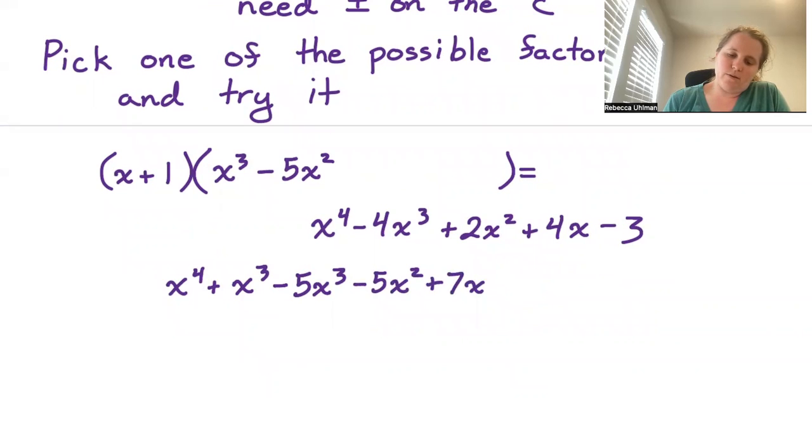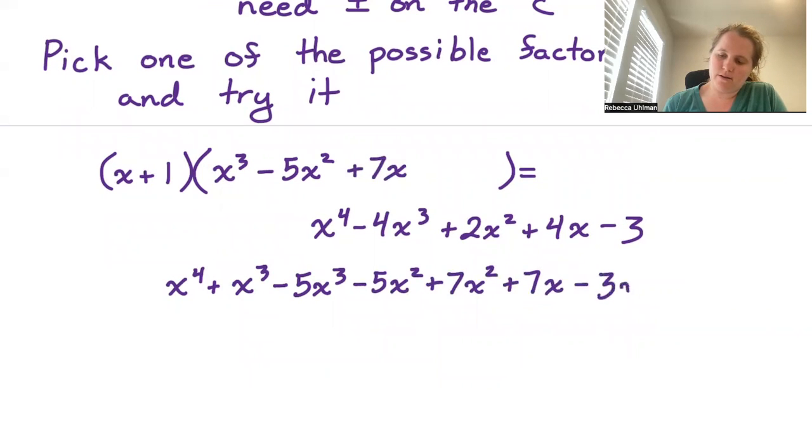So we will need to do a plus 7x times 1. Sorry, that should have been a plus 7x squared, right? And then we have 7x times x, and we also have 7x times 1, so now we have a plus 7x. We want to be on 4x, so we need a minus 3x.